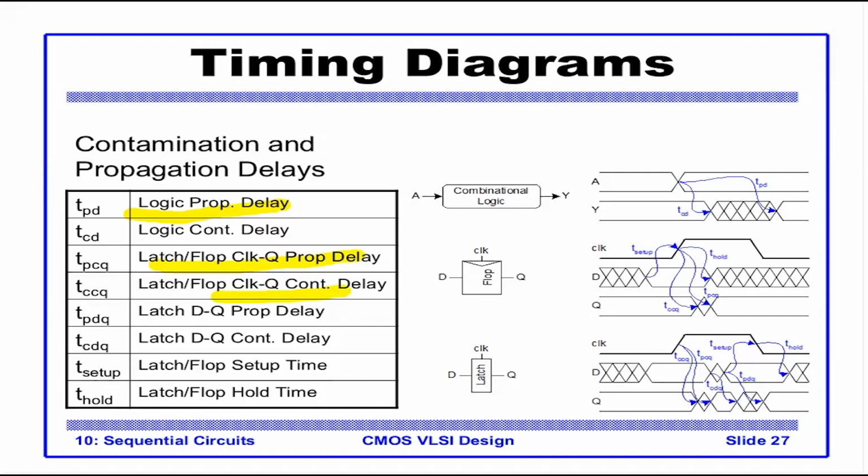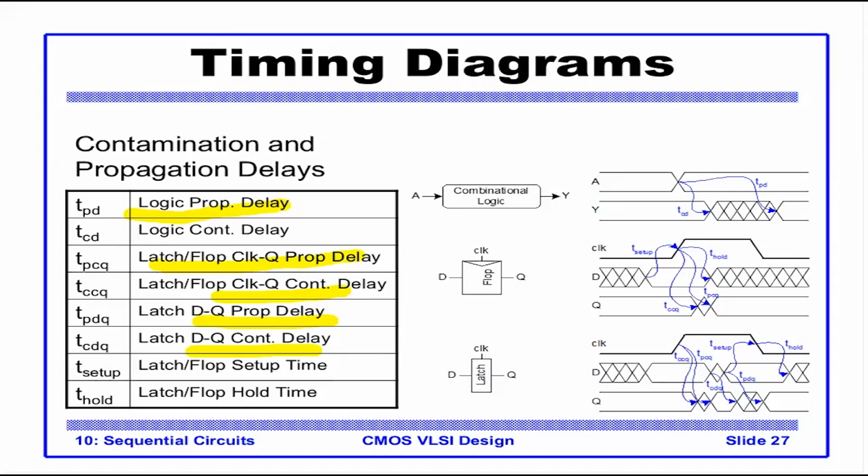For a latch, apart from the clock affecting Q, the data also affects Q whenever the latch is transparent. So you have 4 types of delays. 2 are the same as flops, that is clock to Q propagation and clock to Q contamination. Apart from that, there are 2 extra delays, which are D to Q propagation and D to Q contamination. But flops and latches have a few extra values.